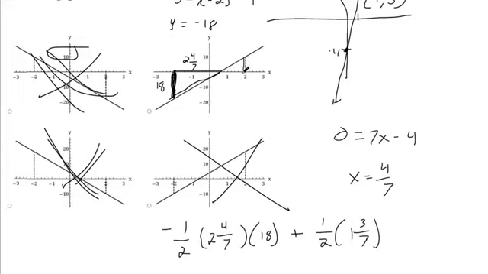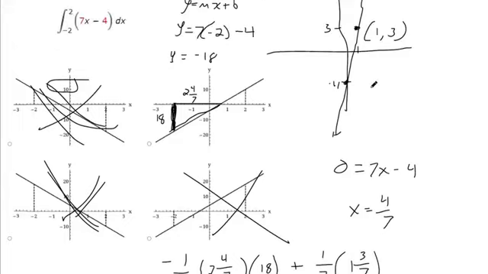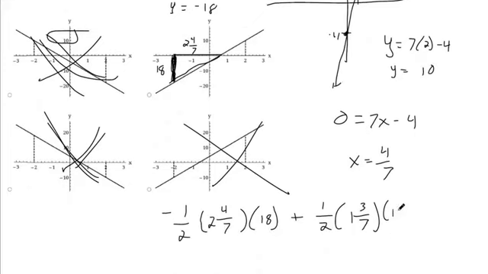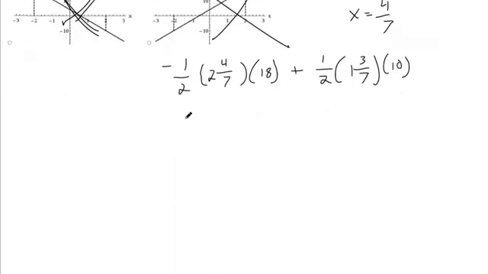And then again, we need the height. We need to know what the y value is when x equals 2. So that's 14 minus 4. So we got a height of 10. And then once we simplify this, we have our answer.